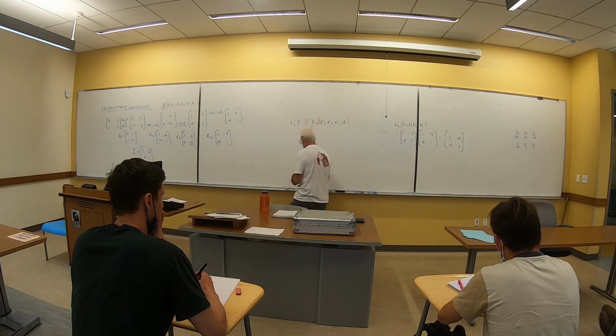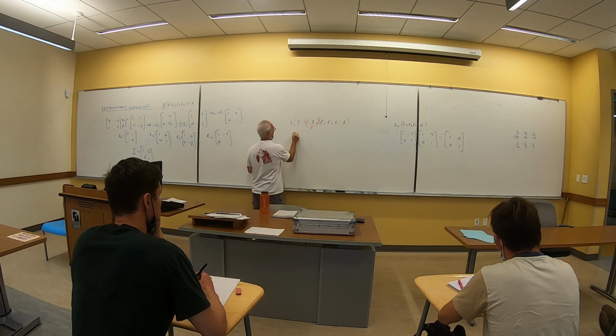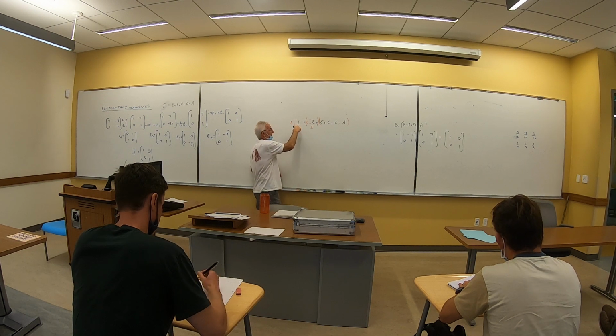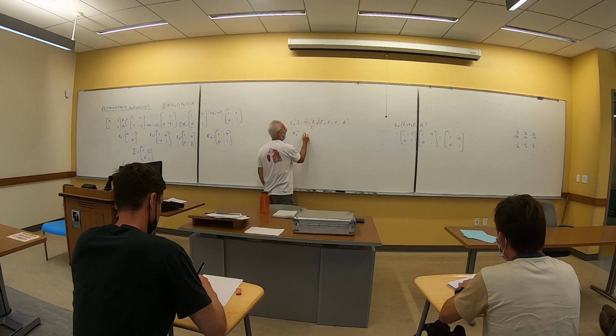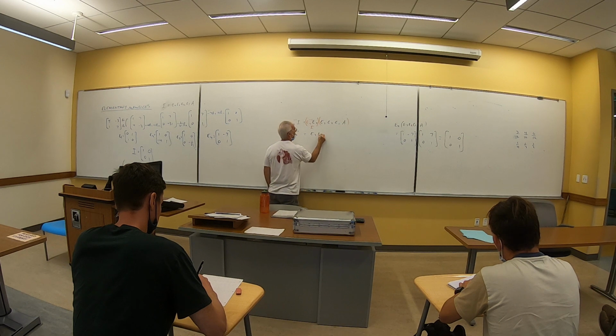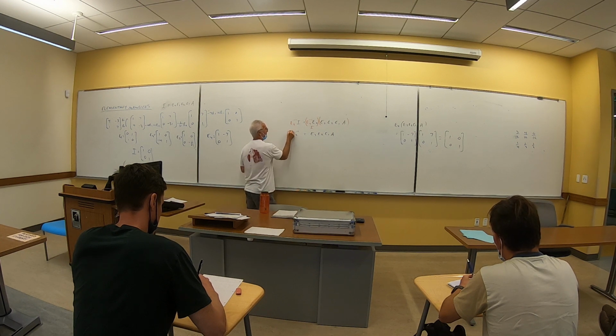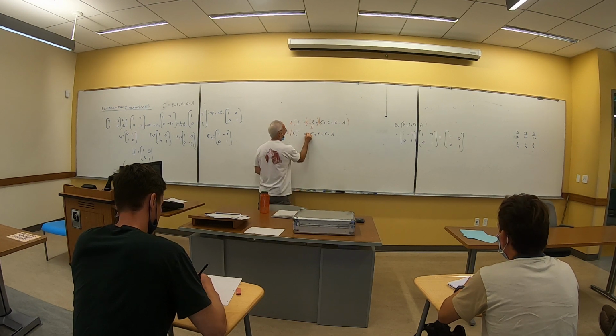So what do I have on the board now? I now have E4 inverse times the identity matrix. Can I just leave it as E4 inverse? And the right side is then E3, E2, E1A. So now let's multiply both sides on the left by E3 inverse.